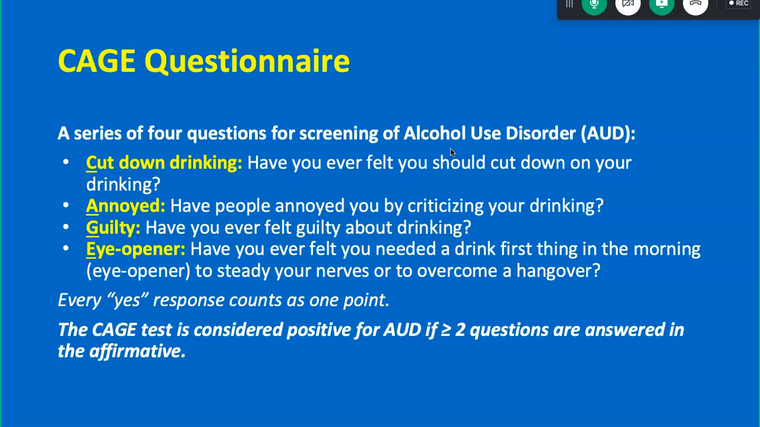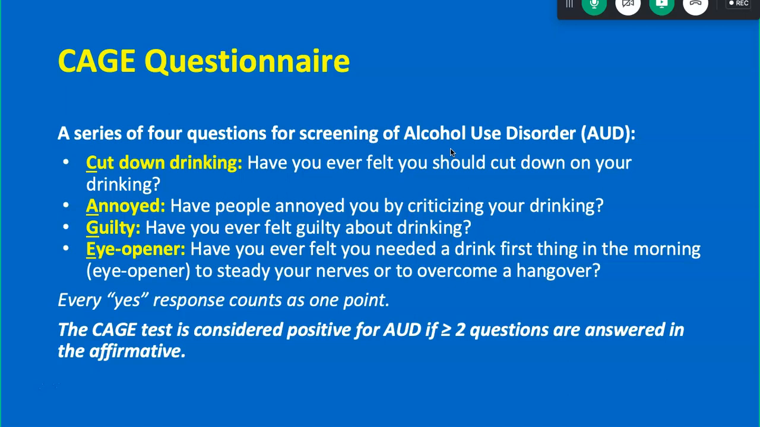Yeah, of course. So the CAGE questionnaire is a series of 4 questions that have been shown to be very useful in screening for alcohol use disorder. And it's called CAGE because it's an acronym, as you can see. The first is C, which stands for cut down on drinking. So you can ask, have you ever felt that you should cut down on your drinking? Their own perception.